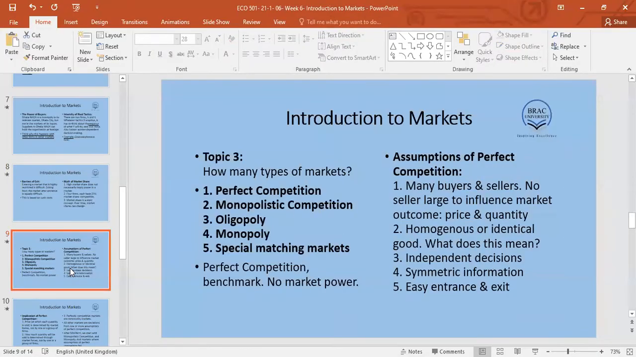Yes, sir. Okay. Now what we are going to do, how many types of markets are there? Right here, I've written 5. There are more markets than what you see here. Definitely. But perfect competition is the benchmark. We have said this many times before in the last 5 weeks, that benchmark is the most ideal situation. The ideal situation never exists in reality.